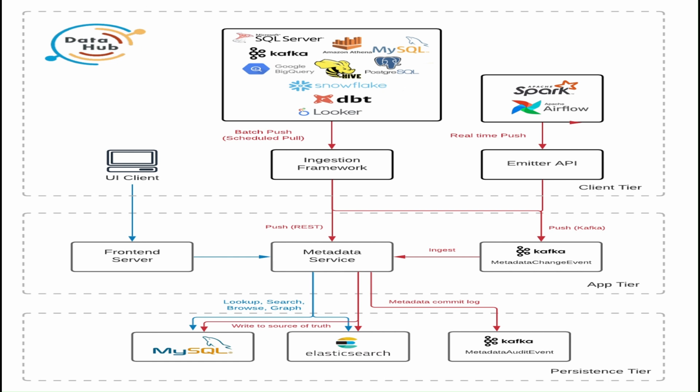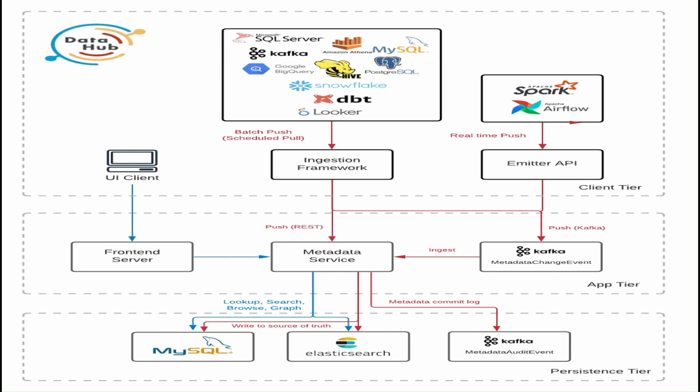Here I mentioned we have the emitter API. There are three types of emission: file-based emission, REST API, and Kafka-based. In file-based emission, the metadata service won't be involved. When we use REST, the MCP goes to the app tier, to the metadata service.